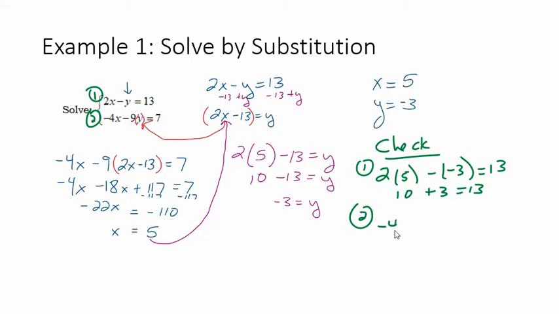Second equation, I have negative 4 times x, which is 5, minus 9 times y, which is negative 3. That's supposed to be 7. Negative 20 plus 27 is 7. Good. All right, so that is the solution. And we could also write the solution as an ordered pair, 5, negative 3.